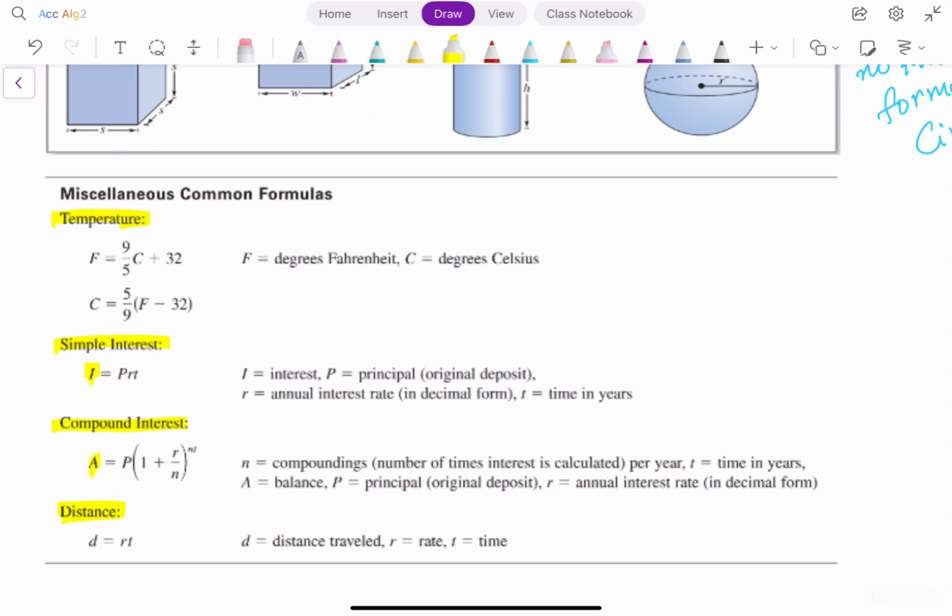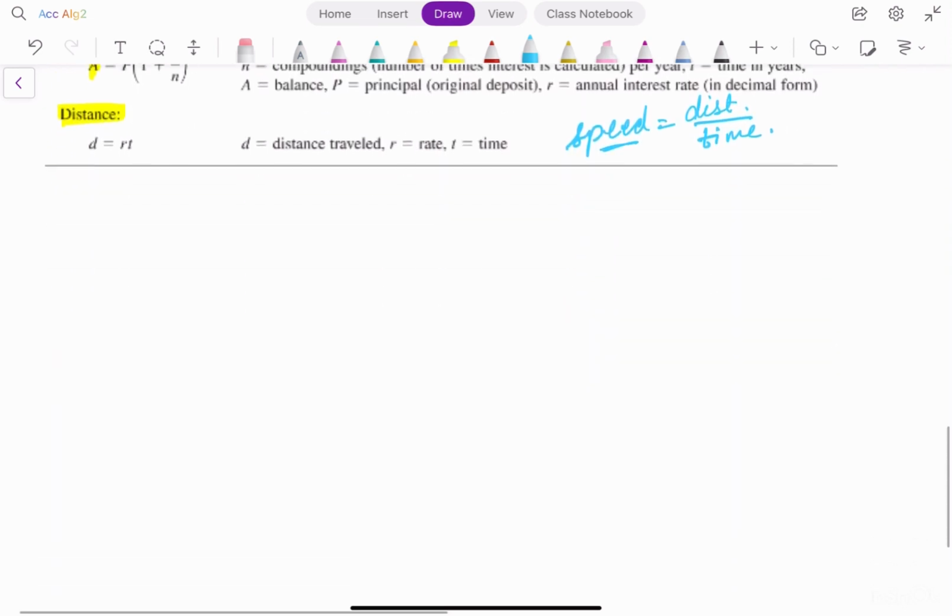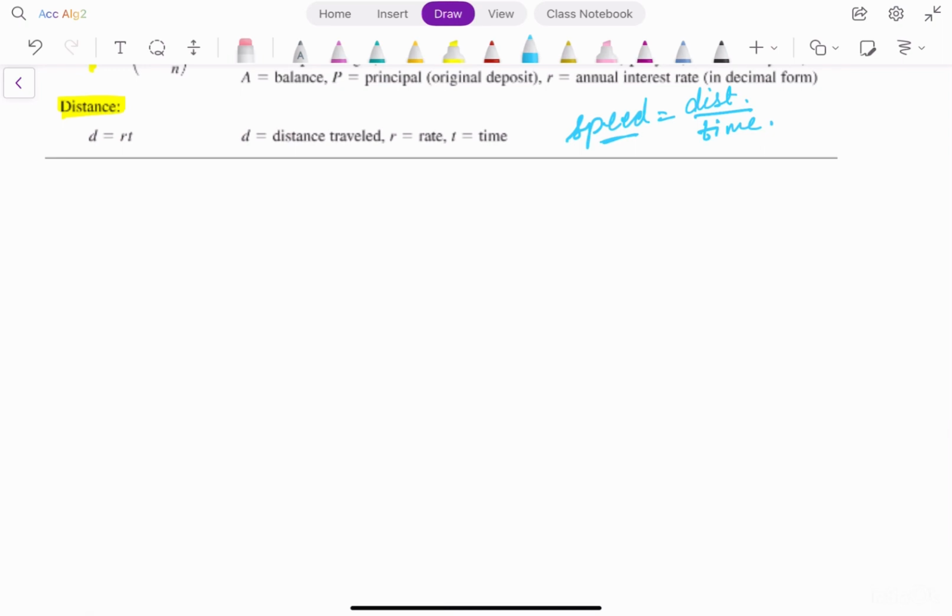Distance, as you can see, is R times T. What is R in this case? R is rate. That means the other way to write it is speed is nothing but distance over time, and rate is nothing but distance over time. So I would say take a moment, write all of these important points, and it will be helpful to solve word problems. We will do three types of word problems.